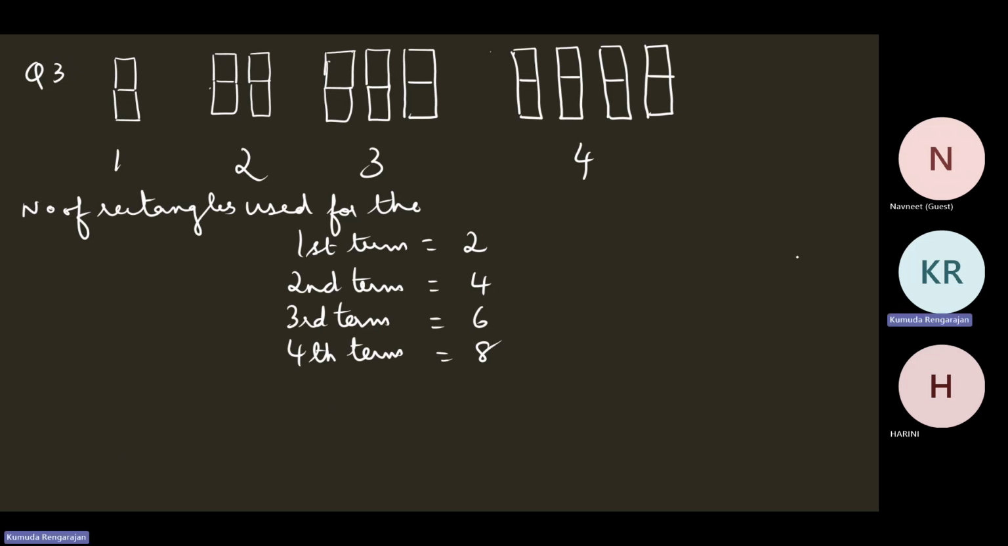Very good. Both of you. Good, good. Yeah. So what is 2 rectangles? For the first term, you can write 1 into 2 or 2 into 1.